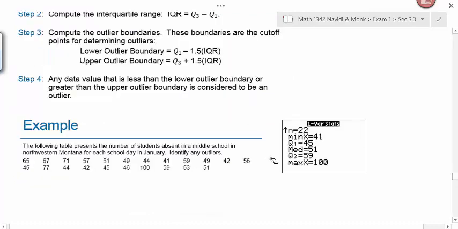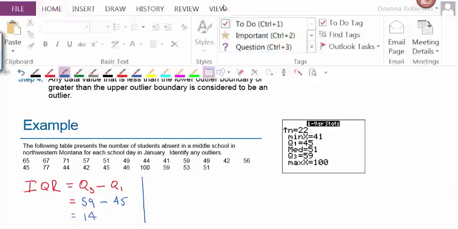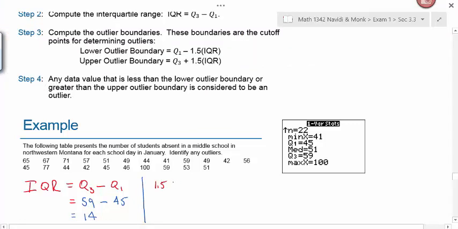In this example, we're told that the following table presents the number of students absent in a middle school in northwestern Montana for each school day in January. Identify any outliers. The first thing we've got to do to find our outliers is identify what the IQR is. So the IQR here would be equal to Q3 minus Q1. What is Q3? 59 minus 45. And what's 59 minus 45? It's 14, isn't it? Once you know what your IQR is, you want to find 1.5 times your IQR. On your calculator, you would just type in 1.5 times 14.